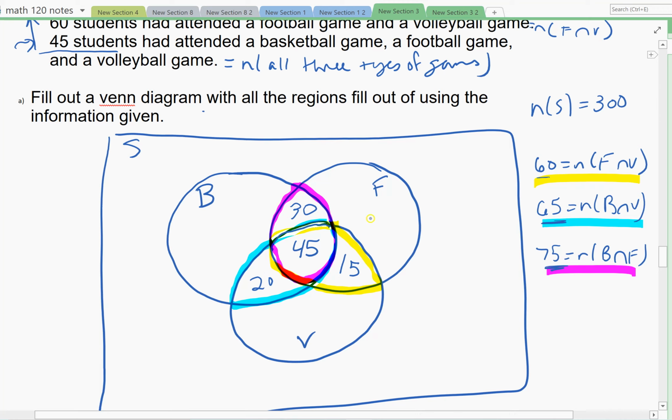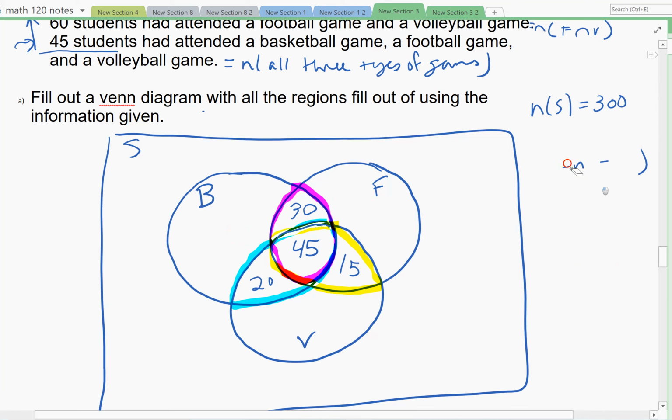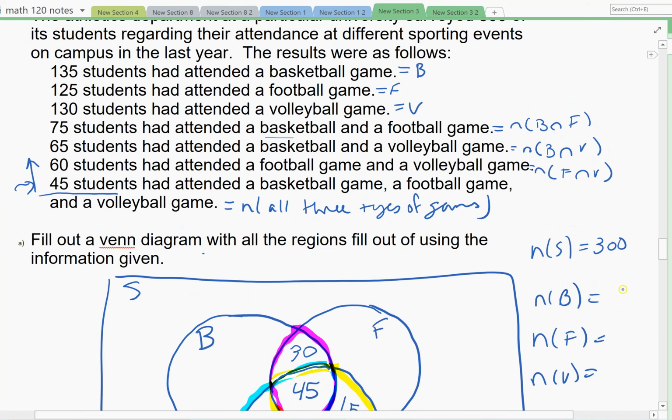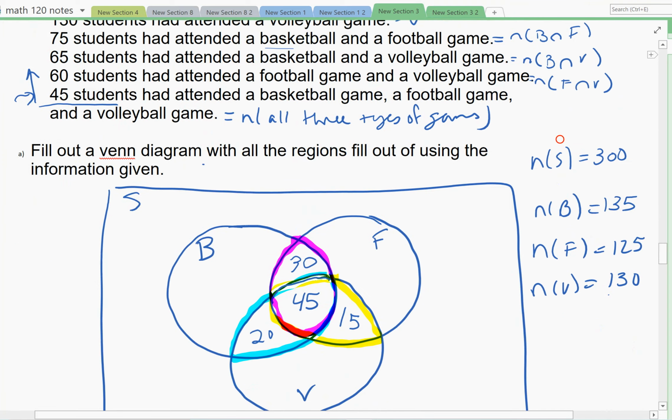If you look at them, all three of my circles have only the "only" spot left, right? The spot here. And I can figure that out by using the totals. So I'm going to write my totals down so I have room. The total number in my basketball, football, and volleyball circles I'm going to write over here so I can see it. The total in basketball was 135, the total in football was 125, and the total who went to volleyball is 130.